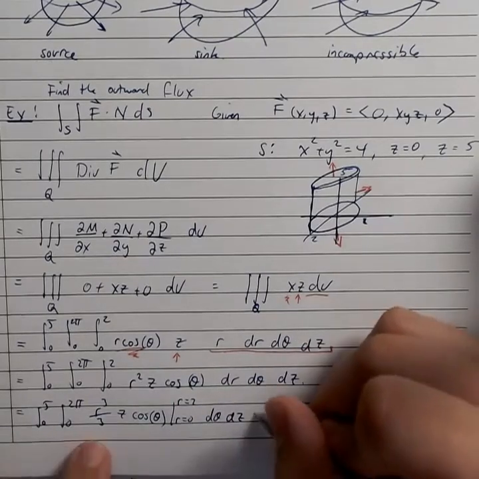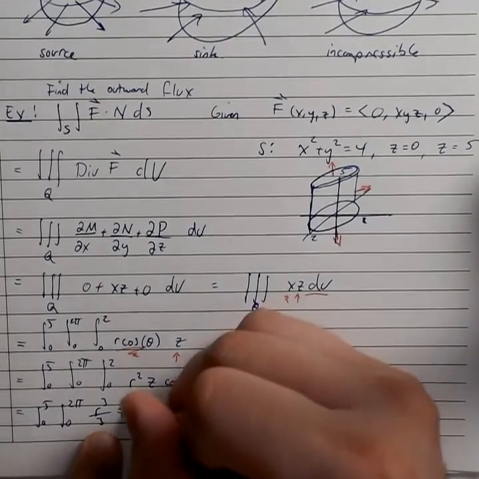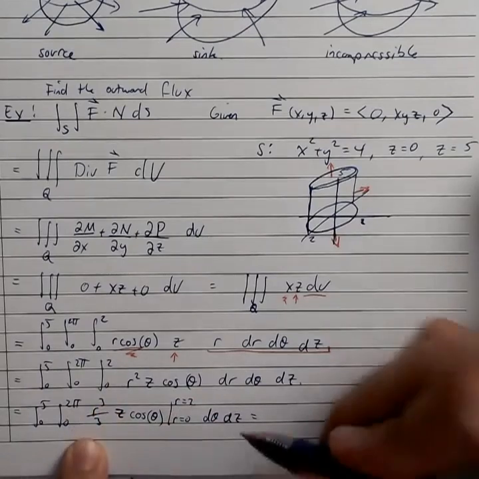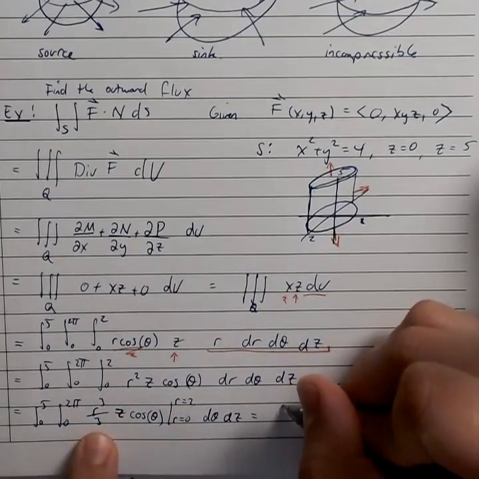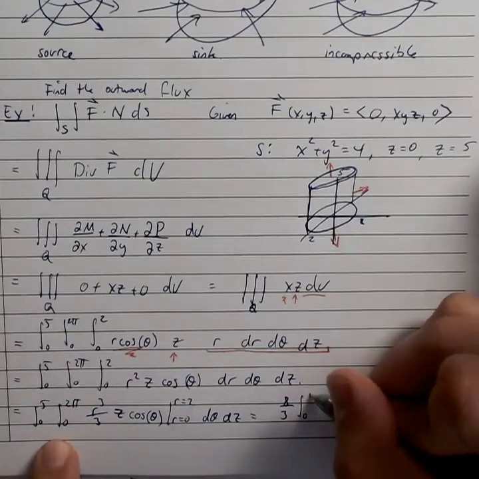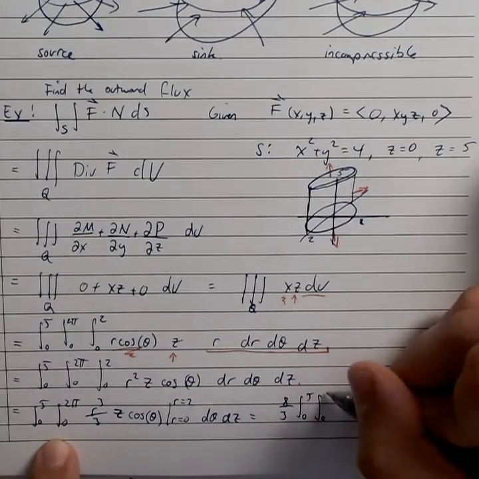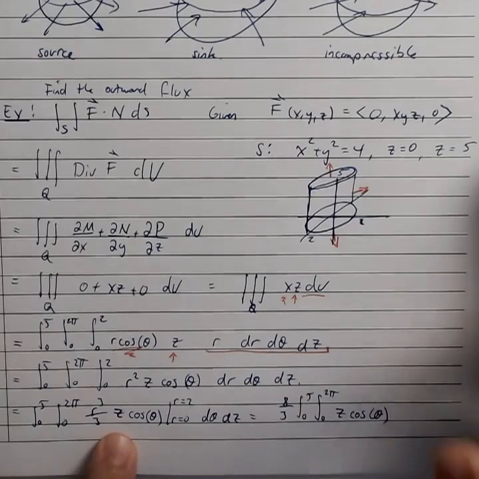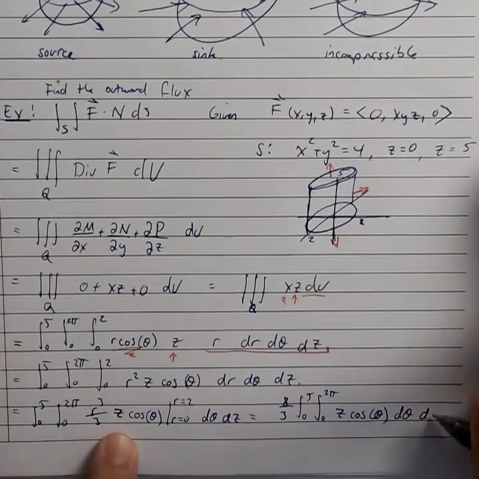Okay. That's going to be, well, let's see, if I plug in r is equal to 0, the whole thing's 0, so I don't care about that. But if I plug in r is equal to 2, 2 to the third is 8 over 3. And that's a constant, so I can bring that out. So this would be 8 over 3 times the integral from 0 to 5 of the integral from 0 to 2 pi of z cosine of theta d theta dz.